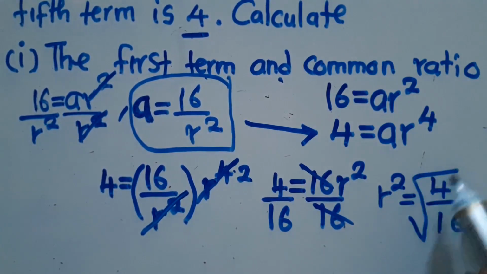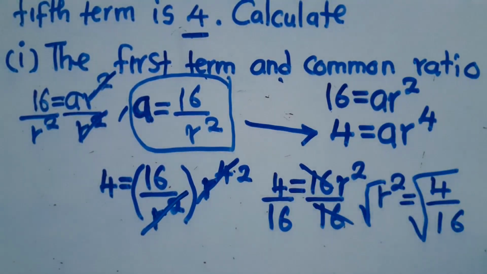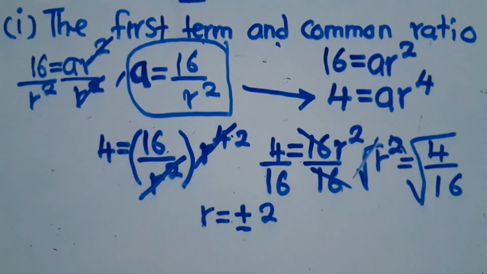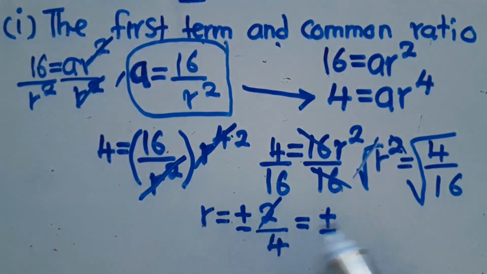You introduce the square root here. You also introduce the square root there. So this square root and this square will be cancelled. You are going to remain with R, which is equal to plus or minus. What is the square root of 4? Square root of 4 is 2. What is the square root of 16? Square root of 16 is 4, over 4, like this. Which you can therefore reduce: 2 there, 1; 2 there, 2. So it's 1 over 2. Meaning that your common ratio is equal to plus or minus 1 over 2.